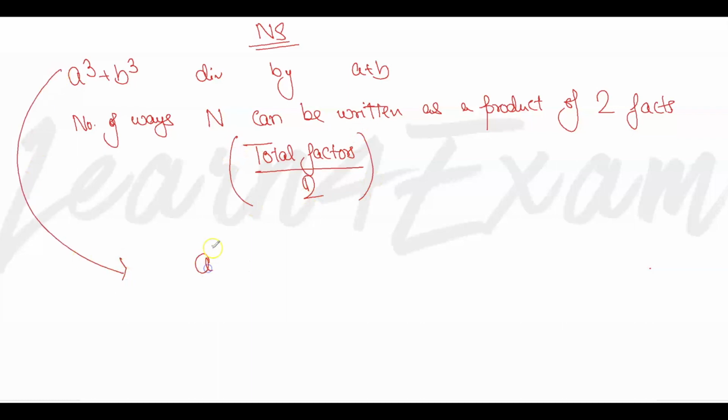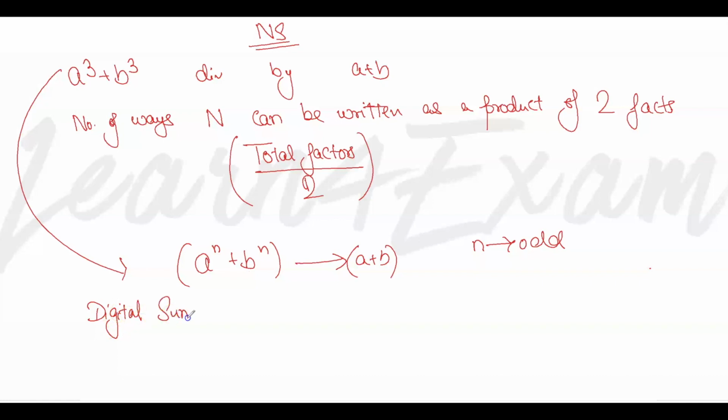Now, if a to the power n and b to the power n are given to us, a to the power n plus b to the power n is always divisible by a plus b, where n is odd. Now, regarding digital sums, that is digital root or digital sum, whatever you call it.